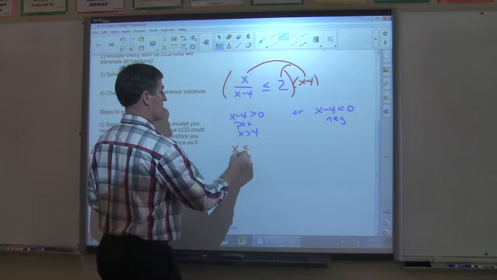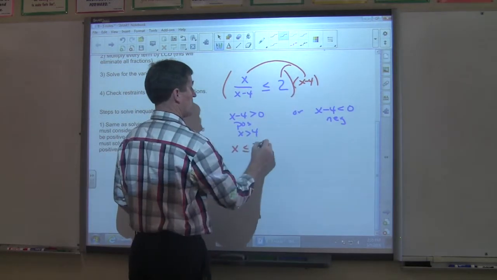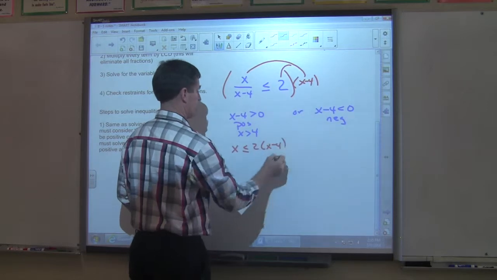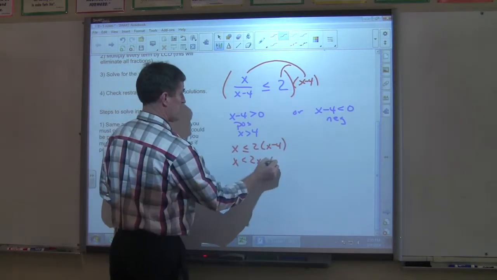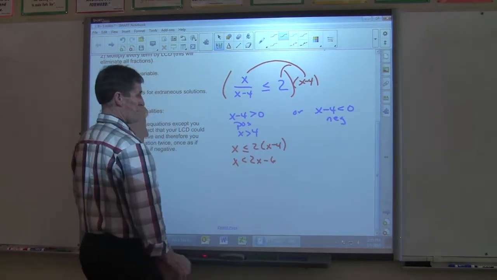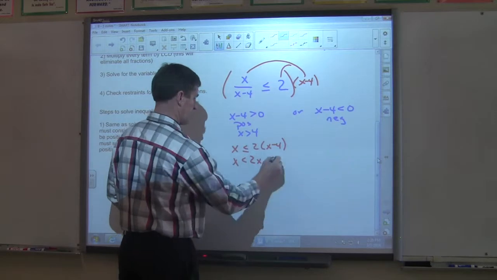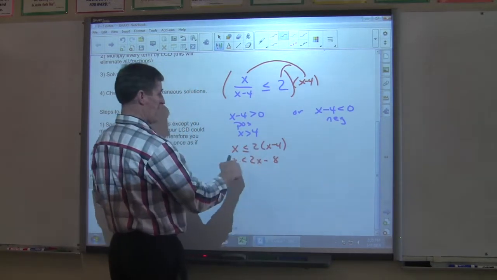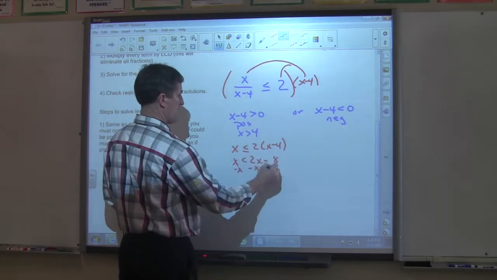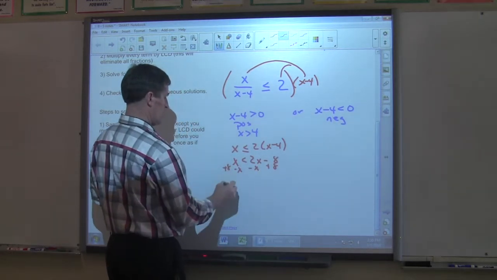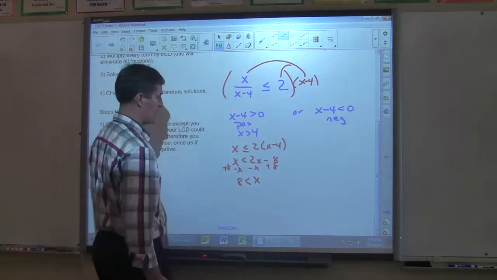So if I was to solve this, I would get x is less than or equal to 2 times x minus 4. So that is x is less than 2x minus 8. I'm going to move the x to this side by subtracting x, and the 8 to that side by adding 8. So I get 8 is less than x.